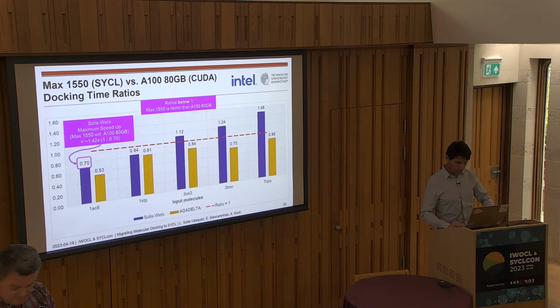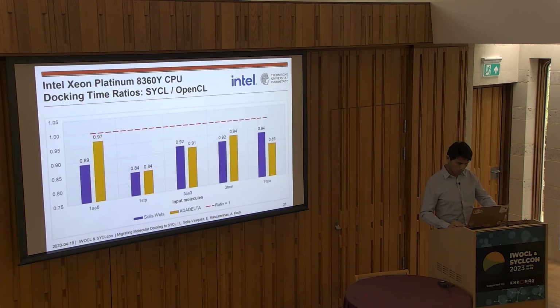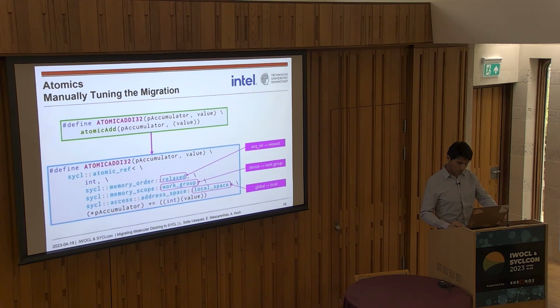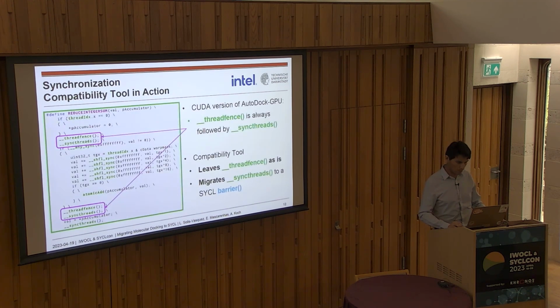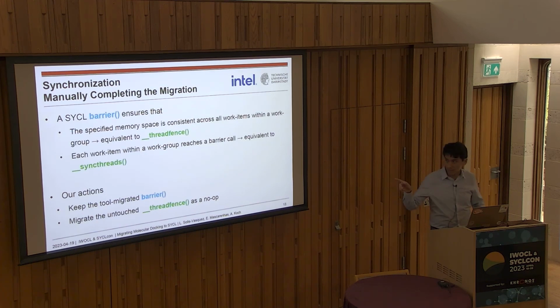Let me see. You mean this in this slide? No, before. When you were talking about the barriers. Okay. This one? Here, yeah. And here you said that you could replace the thread fence as a no-op. There, right? Yeah, exactly. Because you already had the barrier. And I think this is not necessarily true. This would only be true if you had a thread fence block.